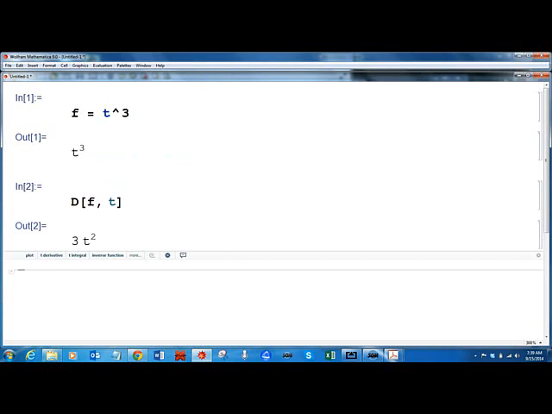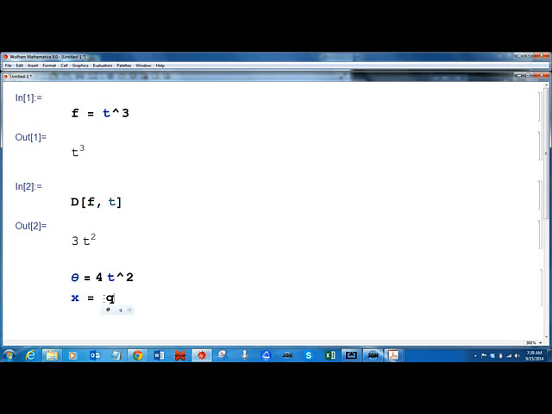Okay. What if you happen to have something like this, where you had a theta, and it's a function of time. So theta is equal to, say, 4t squared, right? And you have another function like x is, I don't know, theta squared. What's the derivative of x with respect to t? How do you do that? Ah, okay, that's where I'm headed.